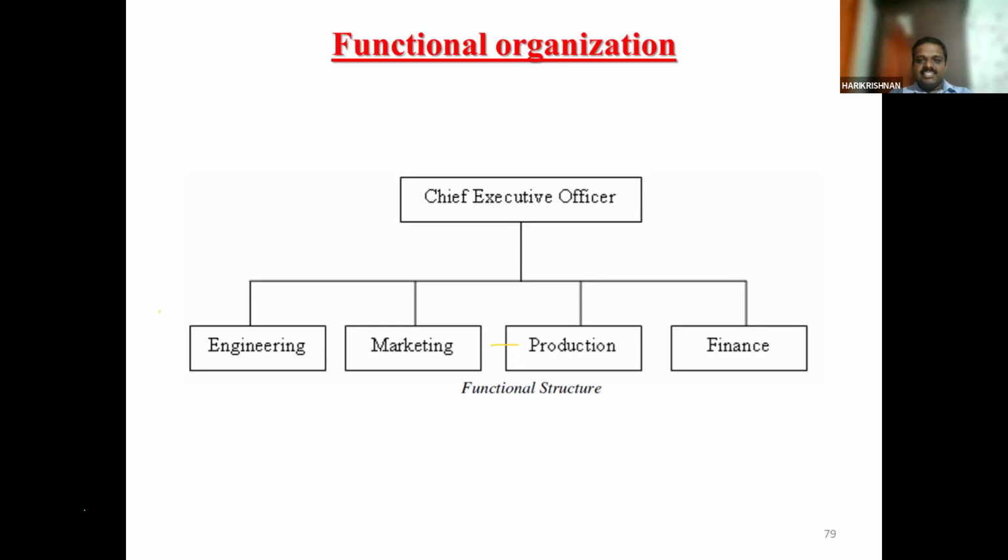So the engineering section will be responsible for all the engineering activities and design activities. Marketing will be done by the marketing section, production by the production section, and finance by the finance section. So you understand that each section will have a head. That head will be responsible for the functioning of that department. This type of organization is known as functional organization. I think the concept is clear now.